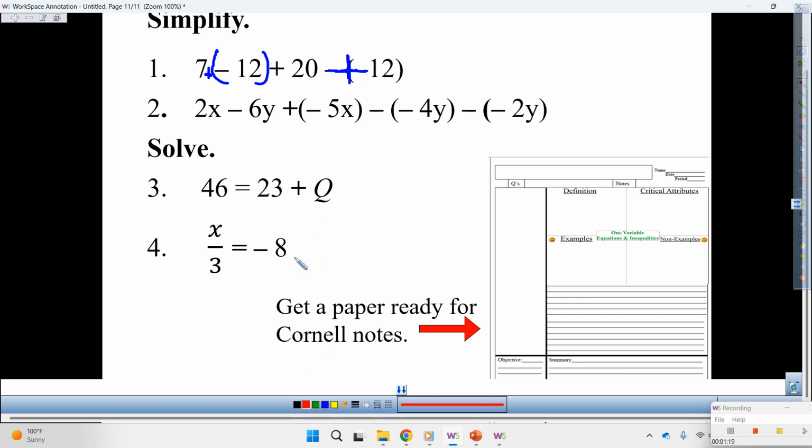Any zero pairs, everyone? Yes, the negative 12 and the 12. So answer 27. 27. All right. Hands if you got that. All right. Not bad, not bad.